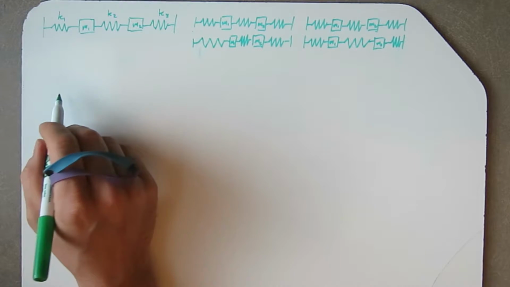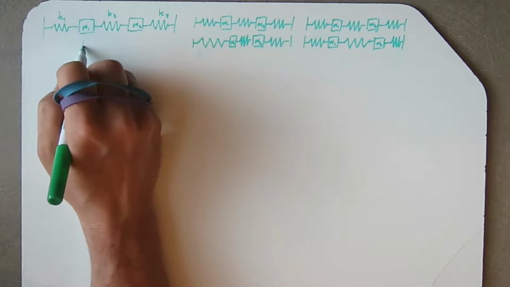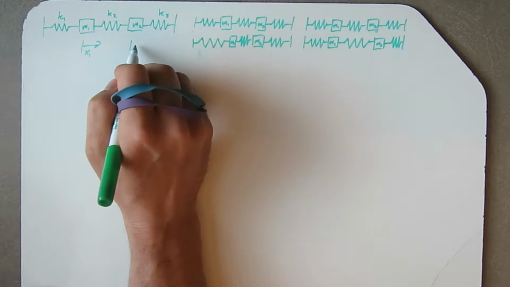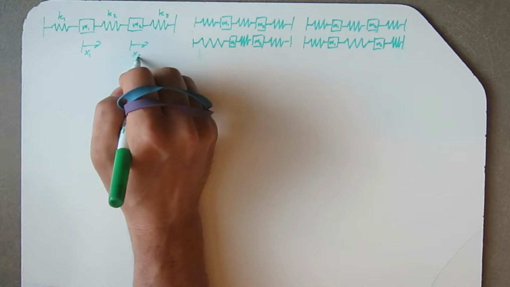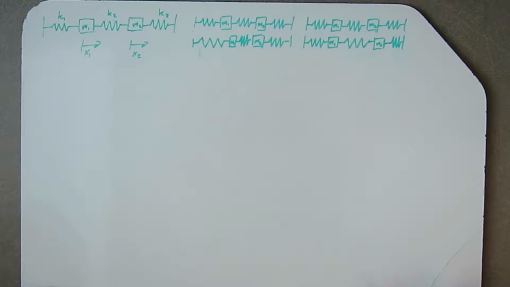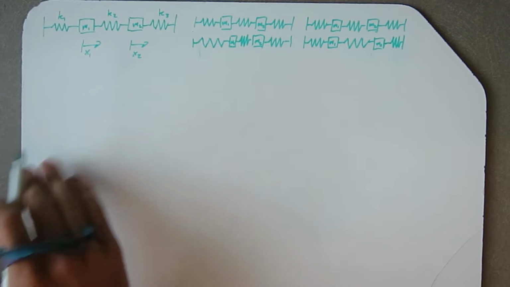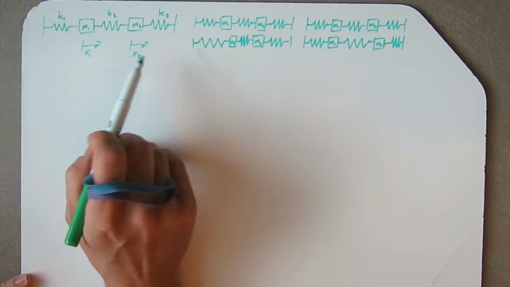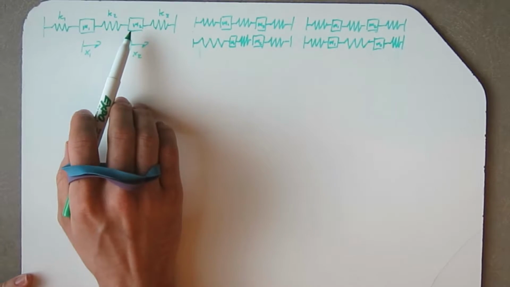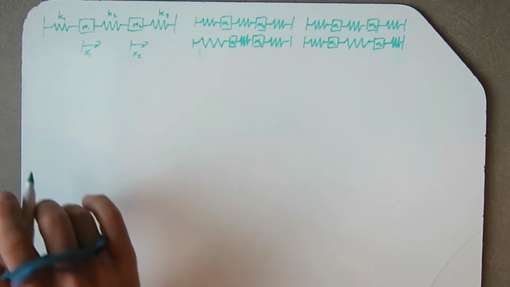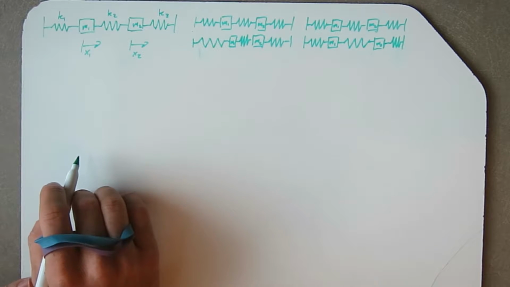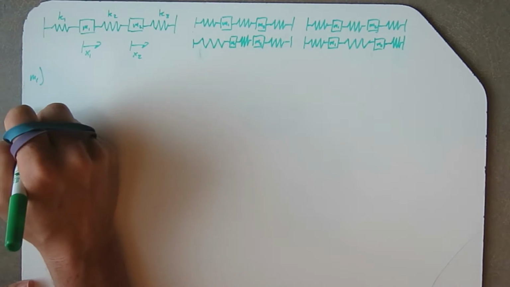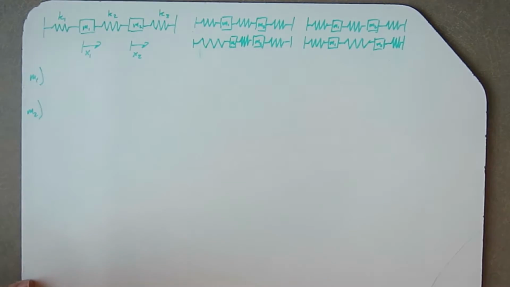I'm going to start by defining a coordinate system or systems. M1 will move x1, M2 will move x2, and the equations of motion that we will find for this one-dimensional system, where we have 2 masses that can move, will be a system of 2 differential equations. So we're going to have a differential equation for mass 1 and a differential equation for mass 2.